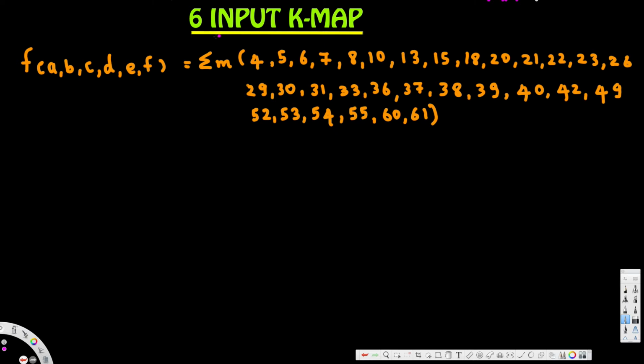But 6 input means 2 power 6, we have to have 64 combinations, right? So we have to have 64 boxes in total. So we have to use 4x4 tables 4 times. So we will get 16 in each of them, so totally we will get 64. Now let's go ahead and do that. Let's go ahead and draw the tables.